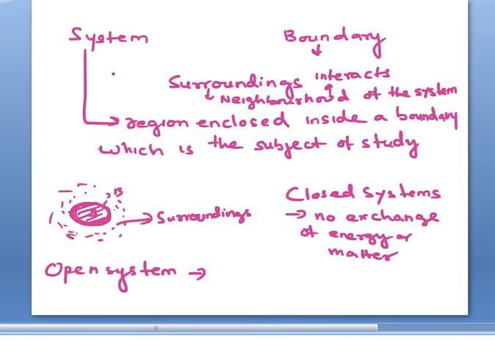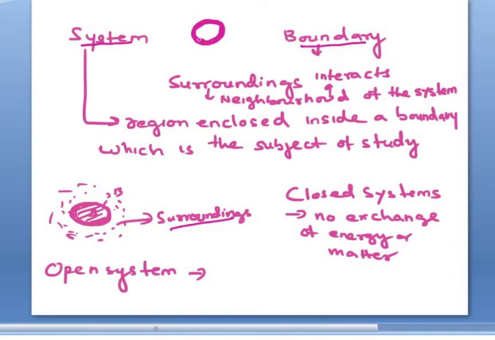Now, whenever you learn about thermodynamics, there are some things which come to our mind. One is the system, one is the boundary, and one is the surroundings. So now, what is a system? System is any region in space which is separated by a closed surface which is known as a boundary. So the boundary is the one which is separating or isolating the system.